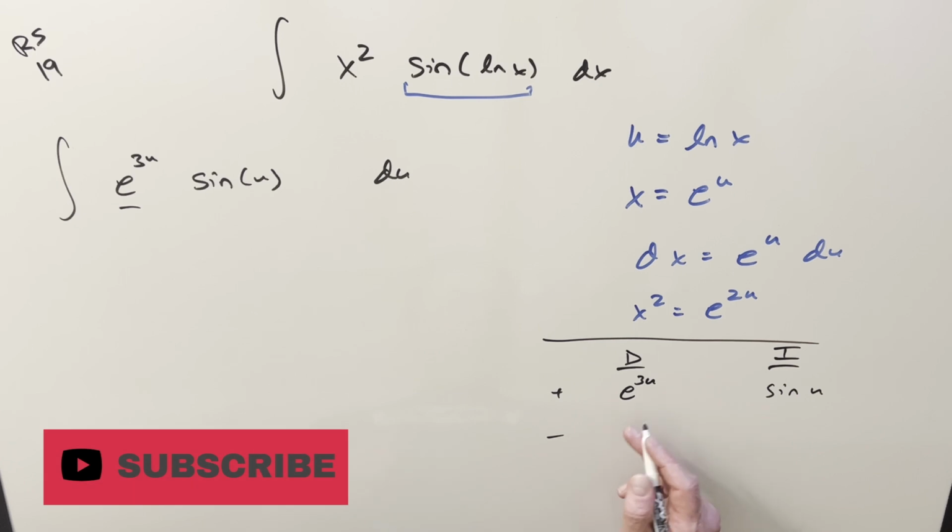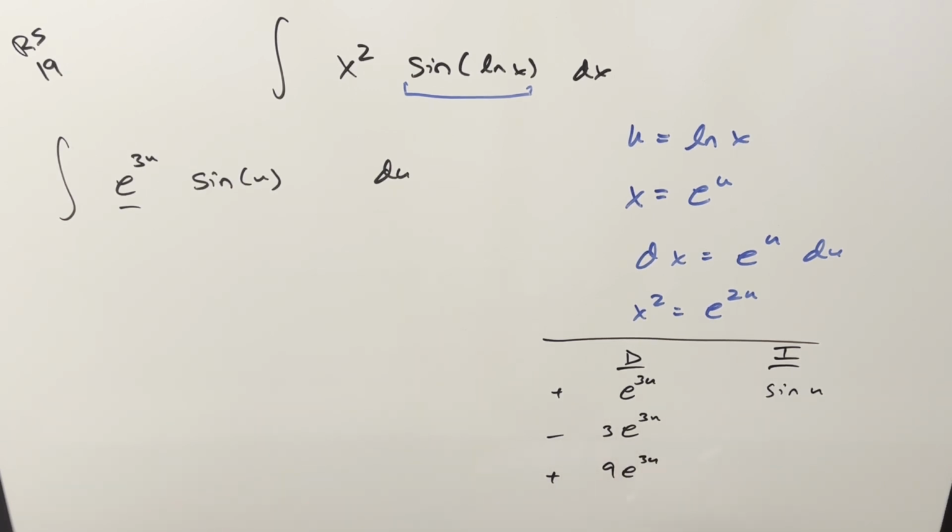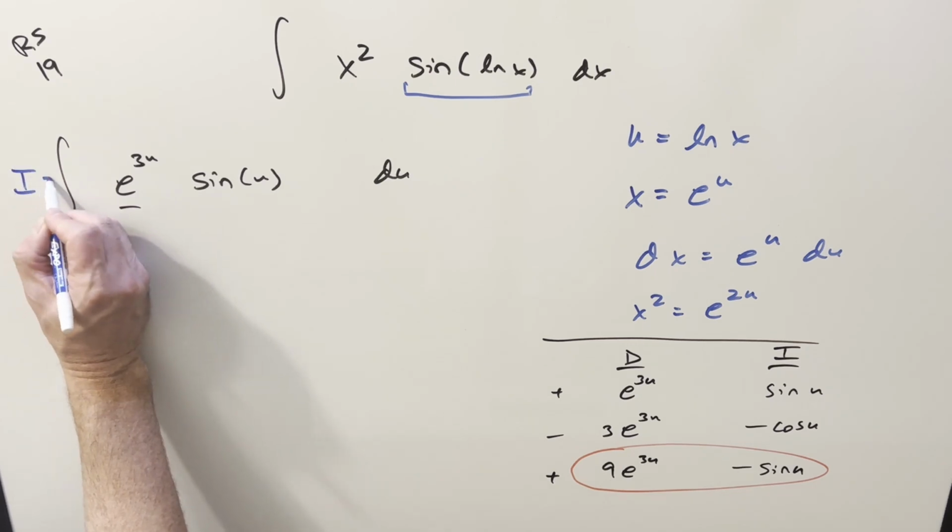Differentiating first on the left, this is going to become e to the 3u, 3 pops out. Do it again, and we're going to have plus another 3 pops out, and this is going to become 9 e to the 3u. The integral of sine is just going to be minus cosine u. Integral of minus cosine u is minus sine u. The reason I stop here is we can see that this is a lot like our original integral, so it's going to be one of these repeat cases where we're just going to solve for this integral. So what I'll do is put a label on this one. We'll call this thing I.